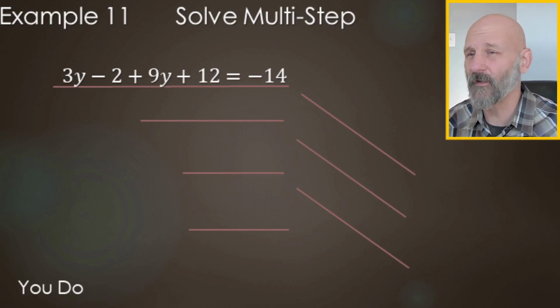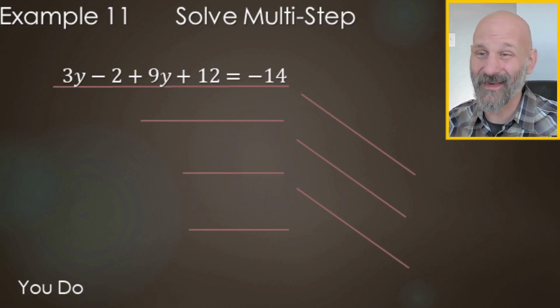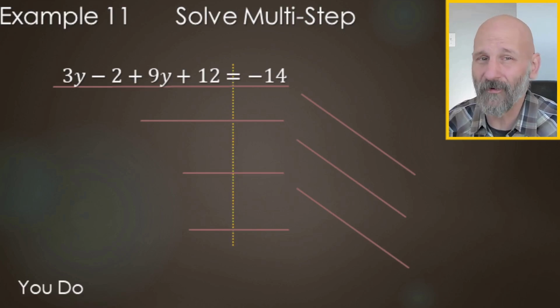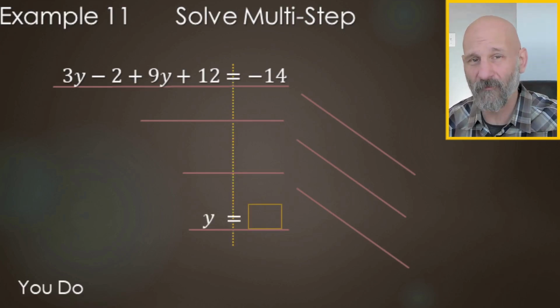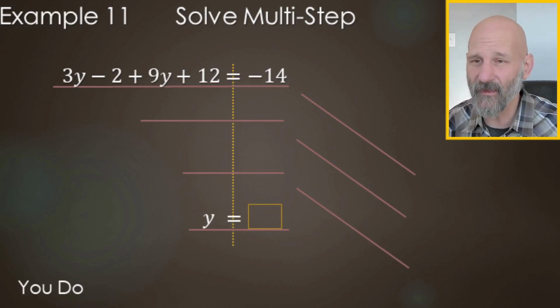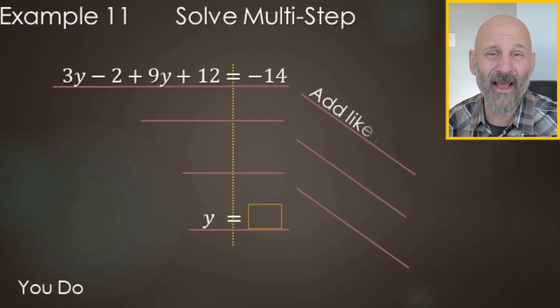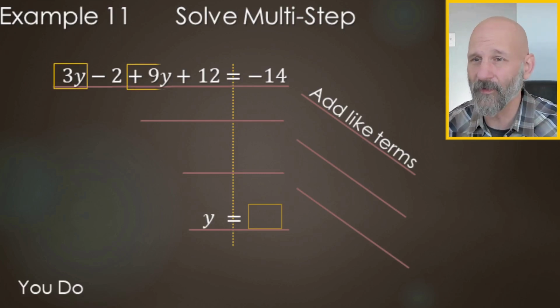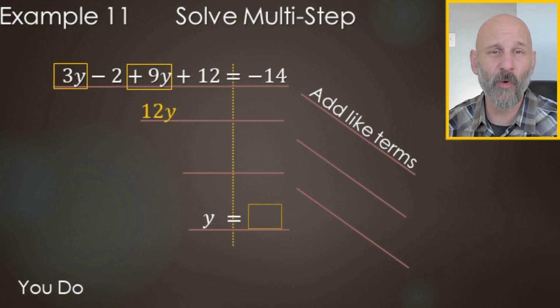So here we go with solving 3y minus 2 plus 9y plus 12 equals negative 14. If we notice, we do have the variable on the left-hand side of the equal sign. So at the bottom of our work, we should have y equals and then the value there. Start out by adding like terms. Start with our variable terms. We have two variable terms. We have a 3y and a plus 9y. So together, those are going to make 12y's.